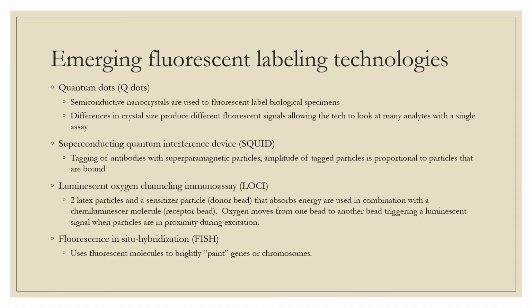Most of the time in most medical serology labs, we're using ELISA to identify diseases or antibodies in patient serum, or we're using indirect or direct fluorescent antibody testing. But there are some emerging fluorescent labeling technologies. One is called quantum dots or Q dots. Here we have a semiconductive nanocrystal that is used to fluoresce biological specimens. The quantum dots look for differences in crystal size production and different fluorescence signals, allowing the tech to look at many analytes with a single assay.